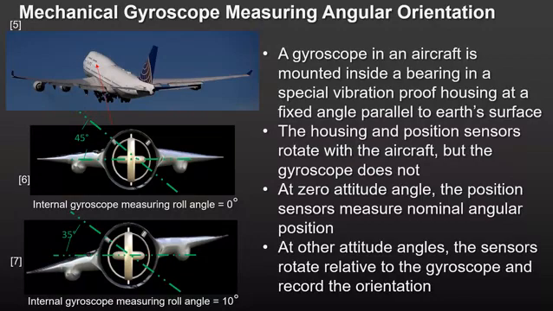At zero attitude angle, the position sensors measure nominal angular position. Shown in this slide is a 45-degree angle between the horizontal rotor and an electrical contact. When the aircraft engages in a roll maneuver, shown in the bottom diagram, the contacts rotate relative to the gyroscope. In this diagram, the angle between the horizontal rotor and the contact is now 35 degrees. This means that the aircraft is oriented at a 10-degree roll angle.